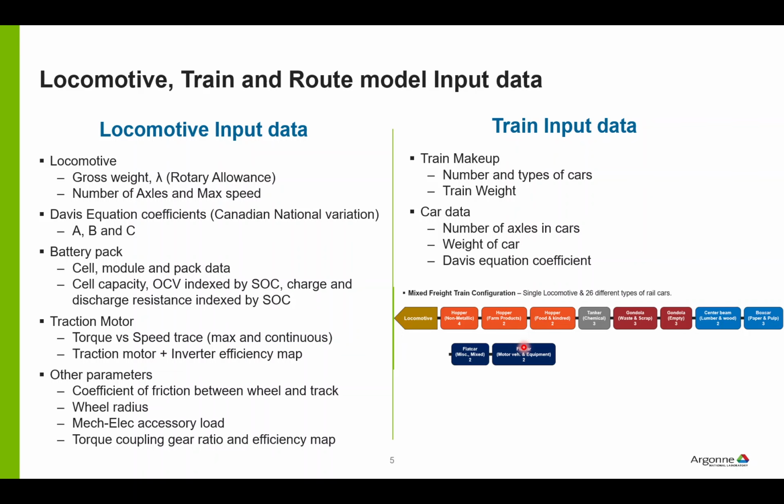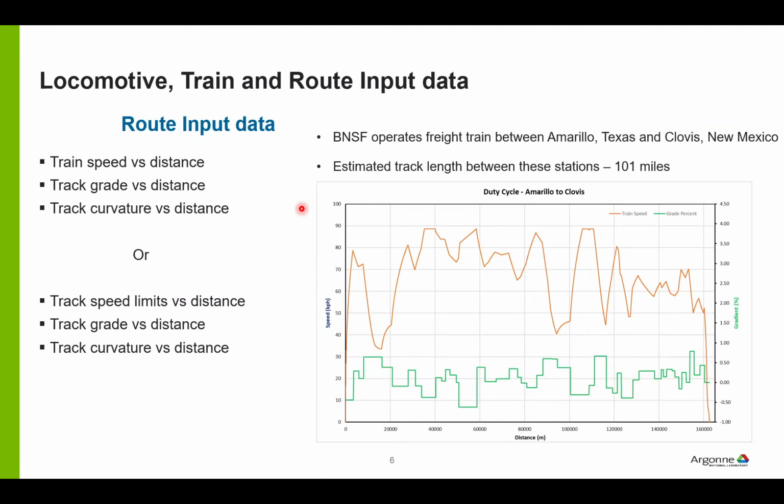And in terms of route data, autonomy requires the train speed with respect to distance and the track grade and curvature with respect to distance. So in this plot, you can see the orange line shows the train speed variation with respect to distance, and if sometimes this data is not available, then the track speed limit with respect to distance along with track grade and curvature can be used for running simulation in autonomy.